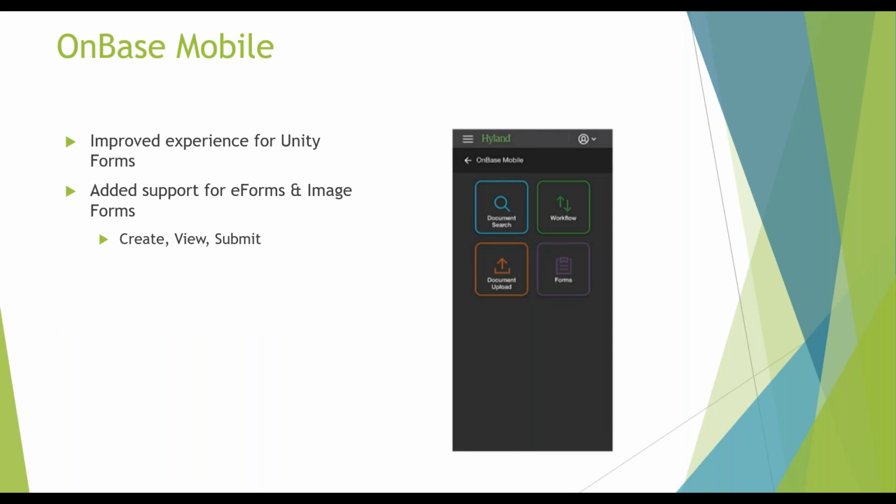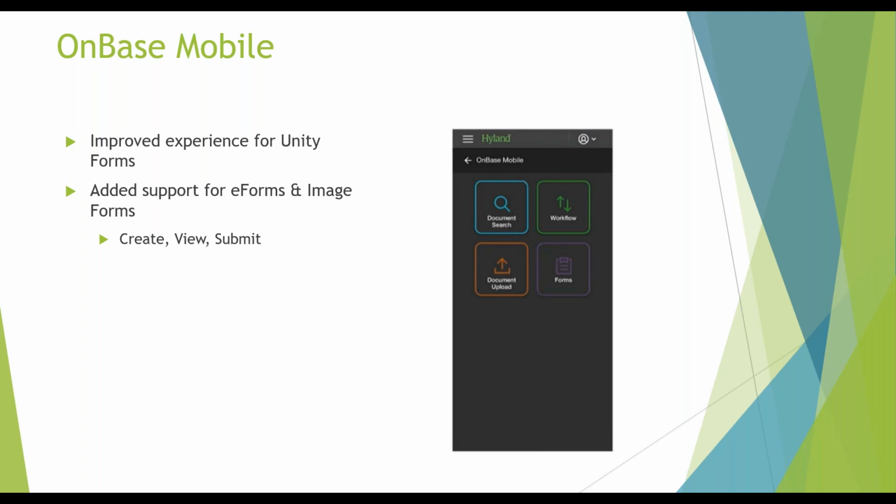It started in EP4, that it changed from the old broker to the new OnBase Mobile, and it's really enhanced a lot. And with 23.1, it's kind of cool because now you have an improved experience for Unity forms. Before, the Unity forms were kind of rendered the way they were. Now they're actually rendering much better so that you can see them on an actual cell phone or tablet.